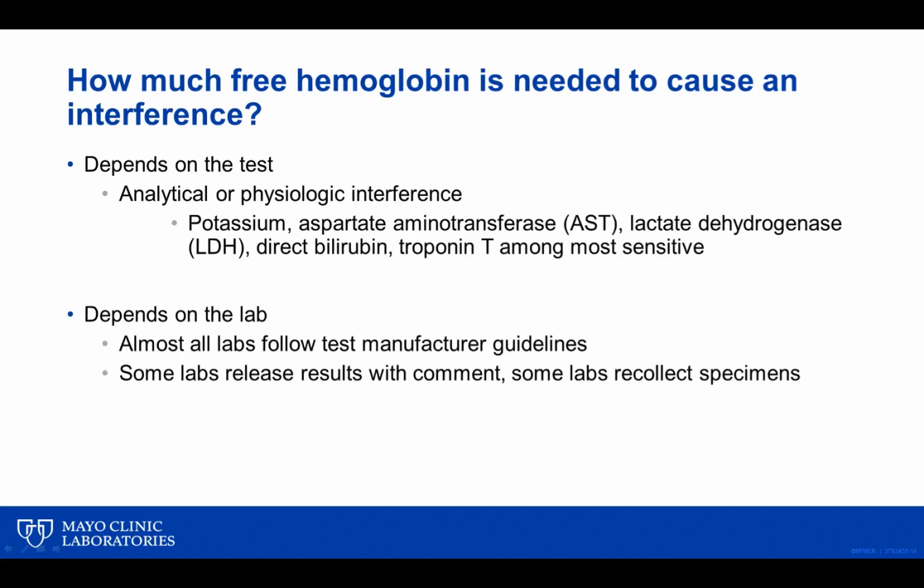And as I mentioned, some tests are more sensitive to hemolysis than others. So, the ones that we're concerned about, especially from the ED perspective, are potassium, AST, LDH, direct bilirubin, and even troponin. Troponin T can be quite sensitive. And so these are of concern because they're obviously needed in a very timely manner, and you need accurate results when a patient arrives to the ED or is in the ICU. And so we really have to consider these tests when worrying about hemolysis.